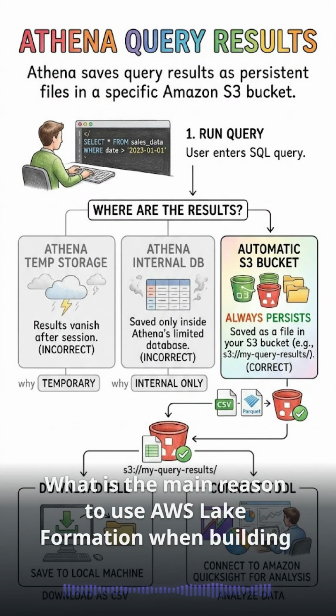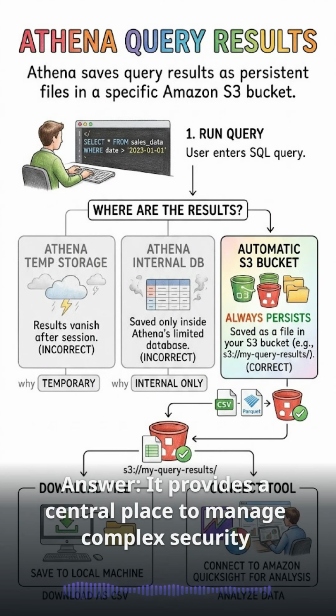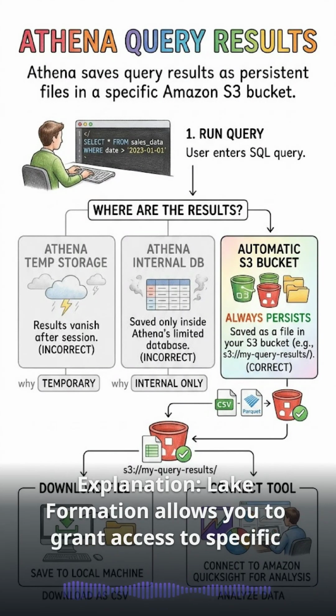32. What is the main reason to use AWS Lake Formation when building a large data lake? It provides a central place to manage complex security permissions for all your data lake users. Lake Formation allows you to grant access to specific rows and columns, keeping your sensitive data very safe.